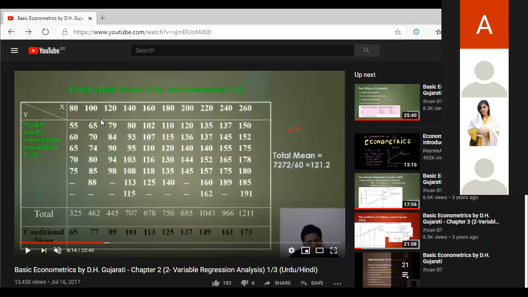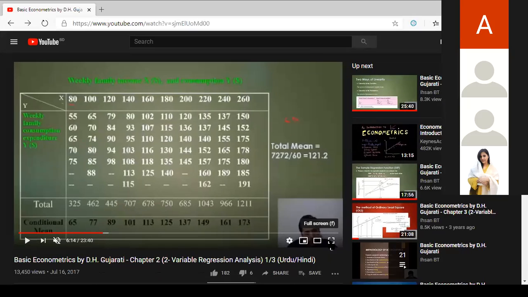Let's look at the table. I'm showing this to show you this table nicely. Can you see? Can you read? Hello? Yes, Professor.